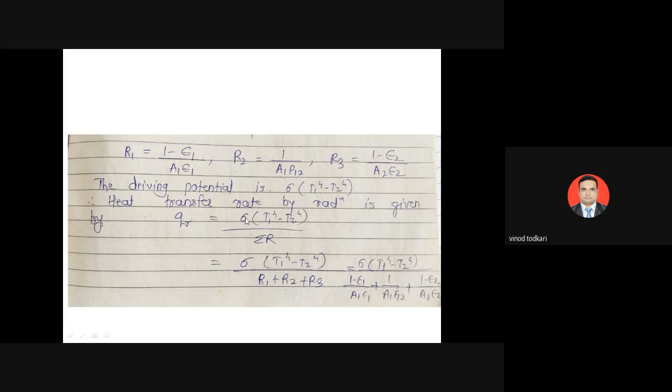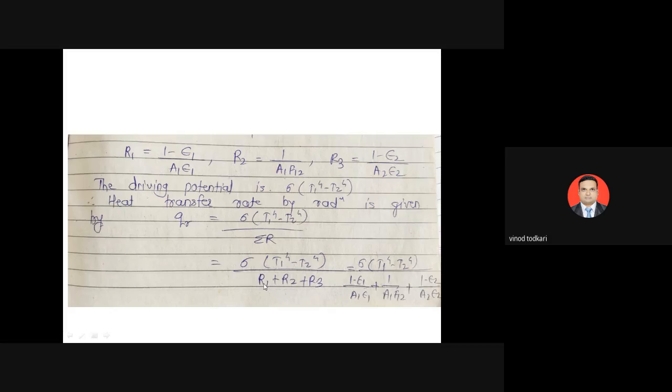So in this case, it will be sigma into bracket T1 raised to 4 minus T2 raised to 4 upon summation R. In summation R, how many resistances are there? There are 3 resistances, R1, R2 and R3. So how can we find Q in this case? We have to apply the equation QR is equal to sigma into bracket T1 raised to 4 minus T2 raised to 4 divided by summation R. Now summation R is nothing but R1 plus R2 plus R3.